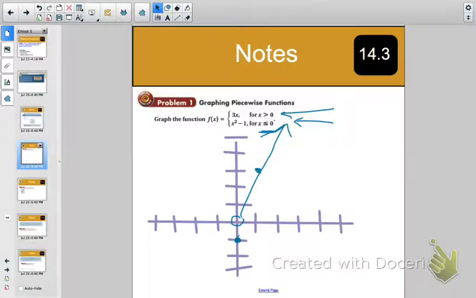If we plug in negative 1, we get negative 1 squared minus 1, so that's 1 minus 1, which is 0. So that's this point. Plug in negative 2, we get 4 minus 1, which is 3, so back 2, up 3. So we get this half of a U shape, like so. And that would be your piecewise function.